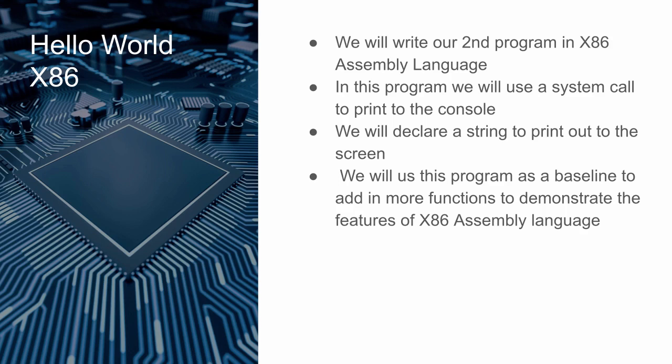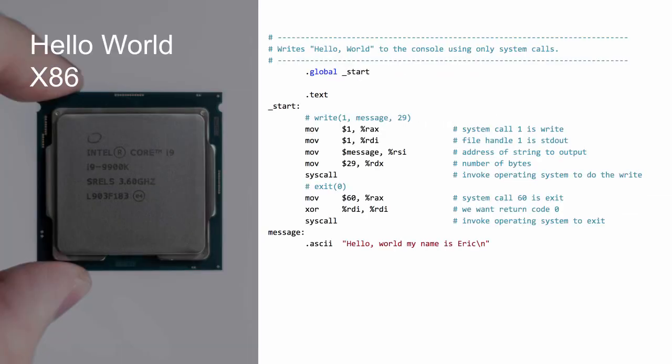So we'll first declare a string to print out a message to the screen, and we're going to use this program as a baseline to add in some more functions to demonstrate the features of the x86 assembly language. So let's go ahead and take a look at some code.